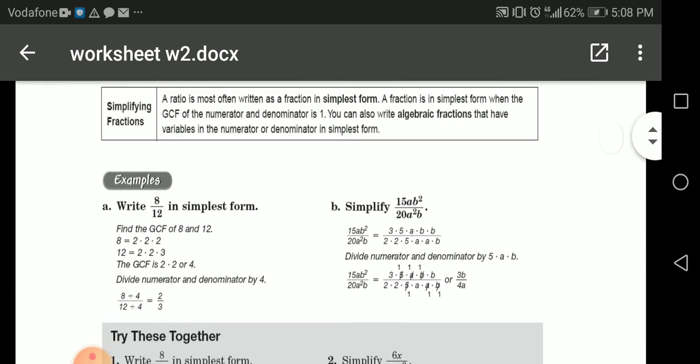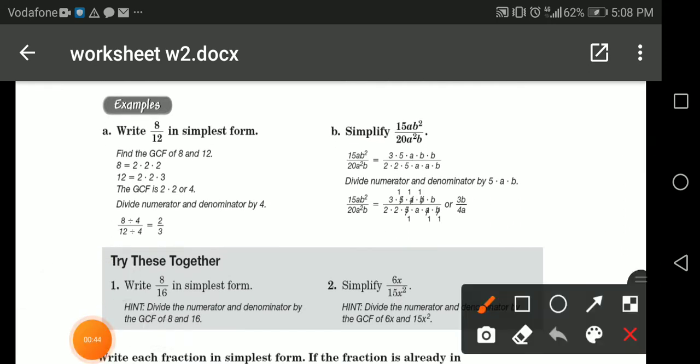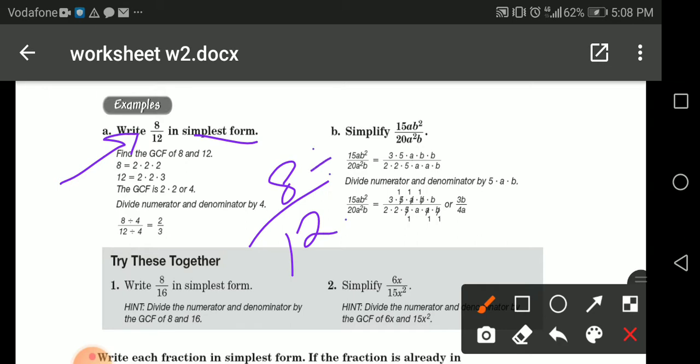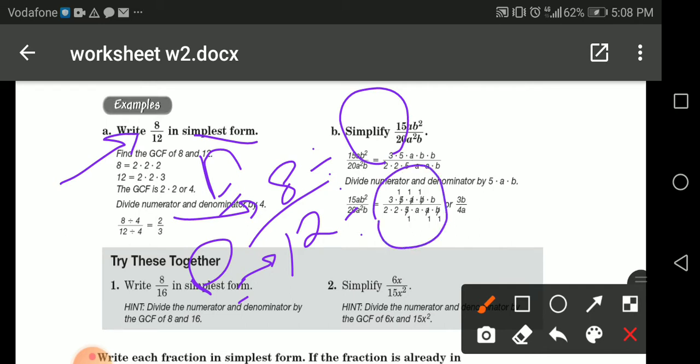So I have here what? If I have this question, it asks me to write 8 over 12, or 8/12, in the simplest form. So it's very easy to do. Simplify means divide. So divide both numbers, the denominator and the numerator, by what? By a common factor. Which common factor? The greatest common factor. Why the greatest common factor? To get the simplest form.